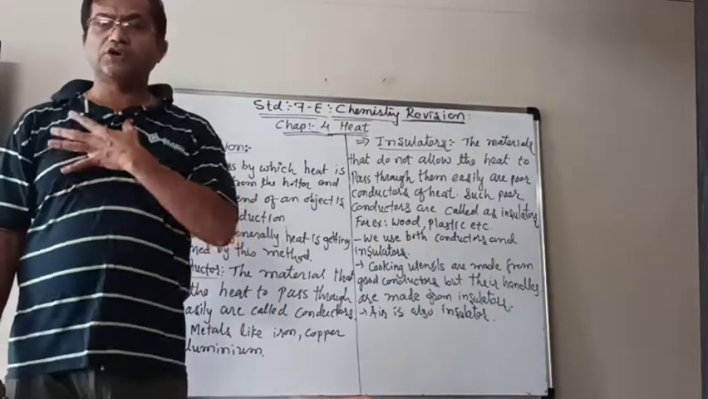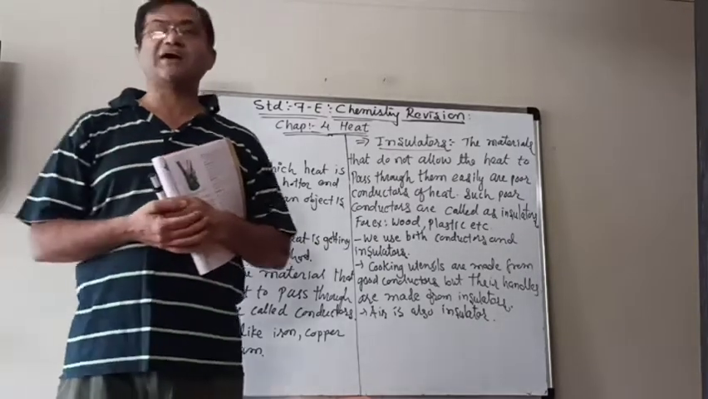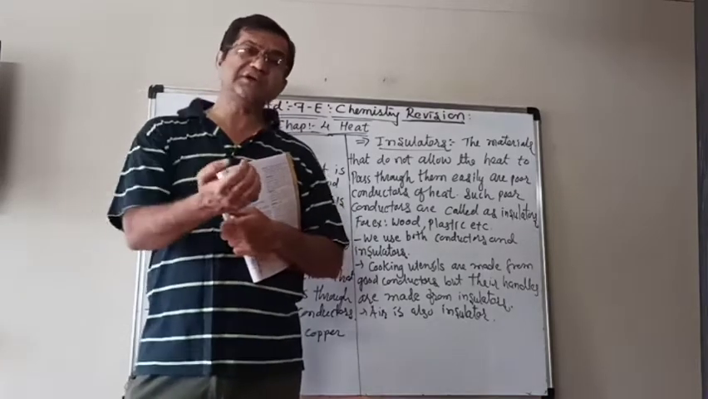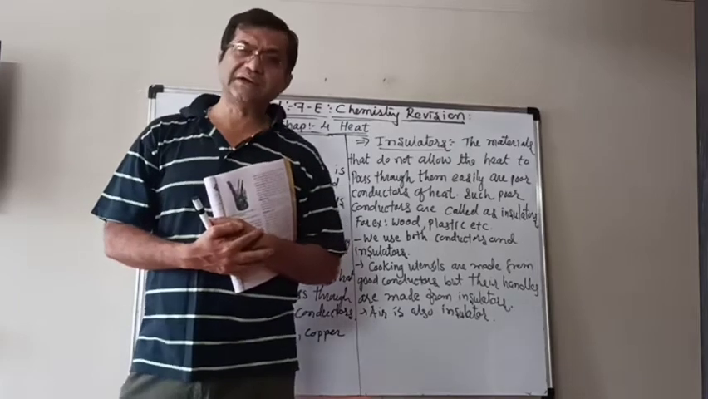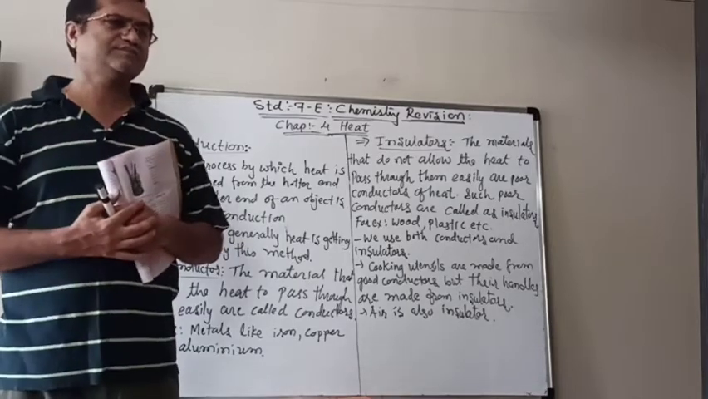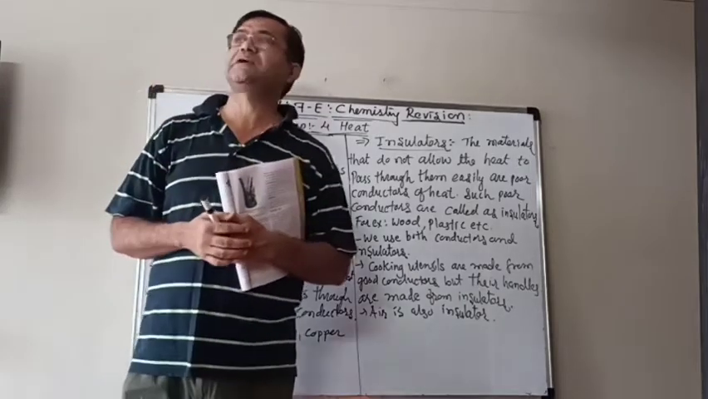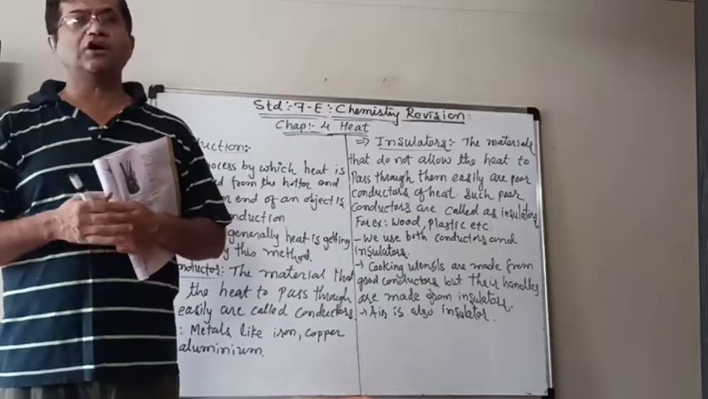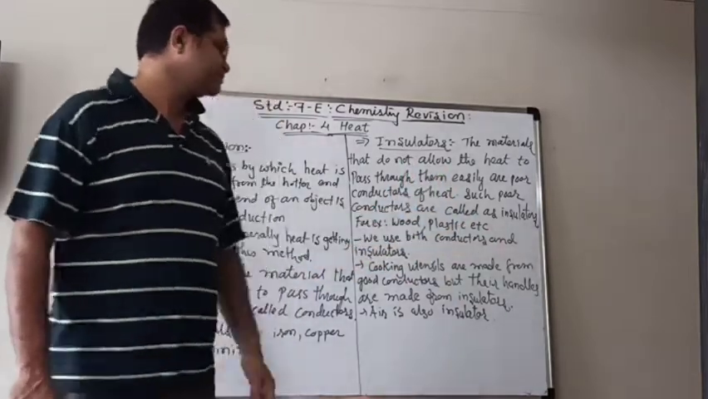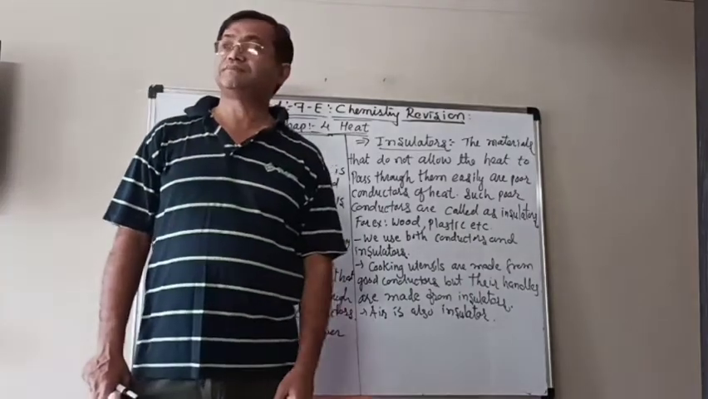For example, I told you that when we hold a wooden stick in the fire, you will not get burned because wood is a poor conductor of heat, an insulator. Similarly, plastic and cloth are also poor conductors of heat. So they do not allow the heat to pass through them easily, and they are known as insulators.